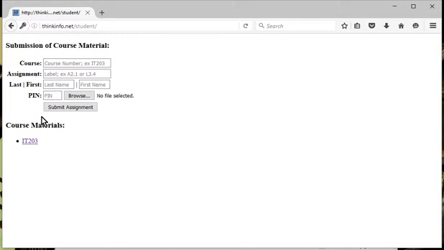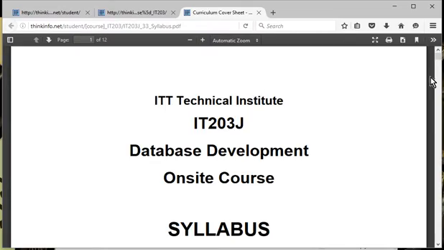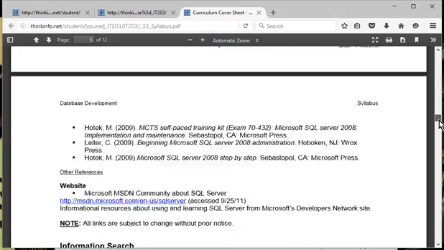But before I show you where we turn everything in, I just want to show you at the bottom where it says course materials. If you click on our course number, IT203, the very first link at the top is the syllabus. When you click on the syllabus, you can download a copy of the syllabus. So you can see here a copy of the syllabus. This is what we'll be doing throughout the semester.